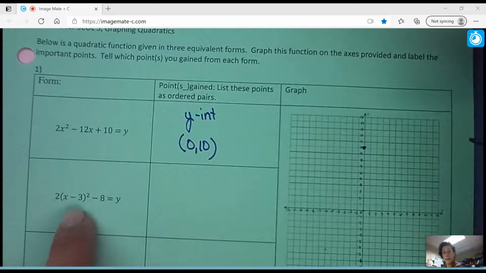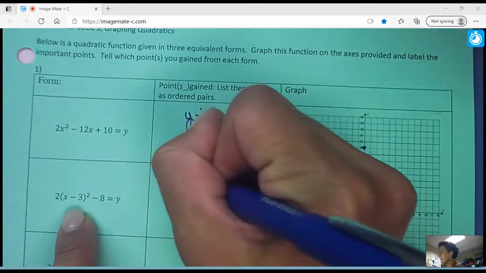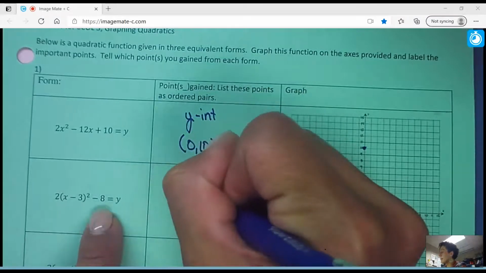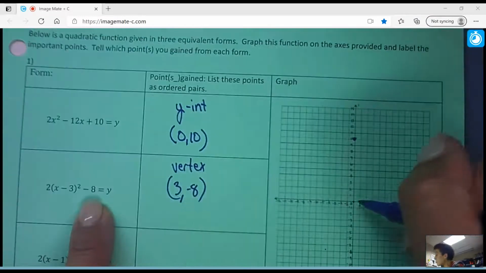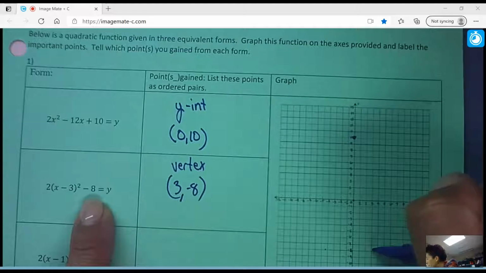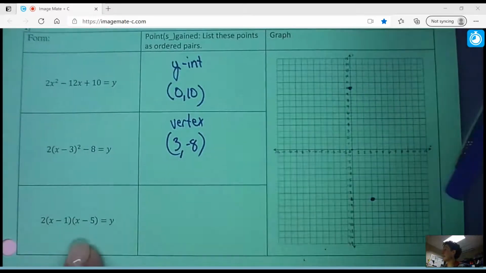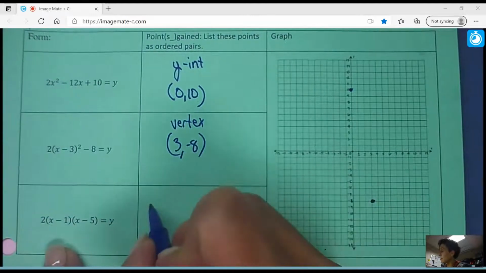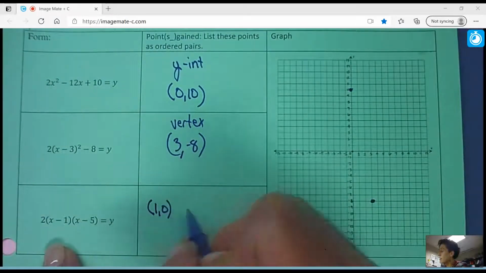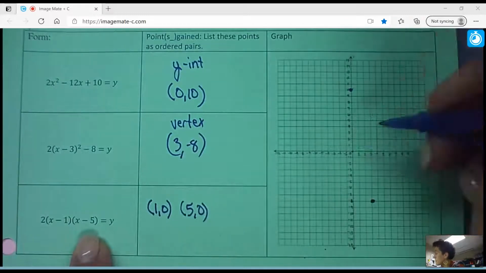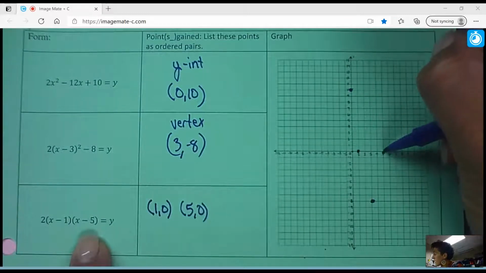This is in vertex form, which gives me the vertex, and the vertex will be 3 and negative 8. So I'm going to go right 3 and then down 8. And then in factored form, I can get the x-intercepts. So one of them is 1, 0, and the other one is 5, 0. So there's 1, 0 and 5, 0.